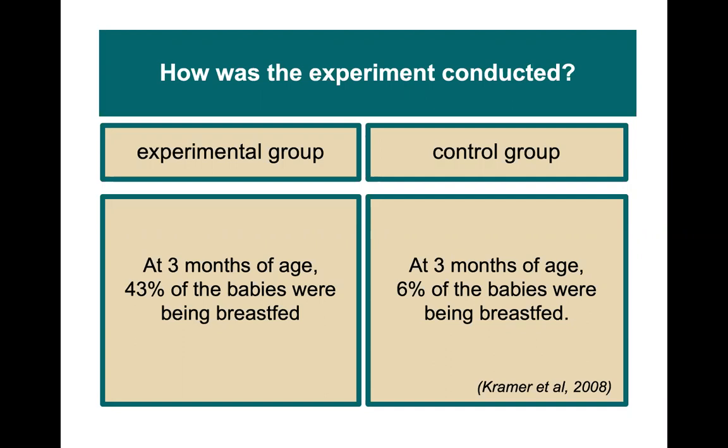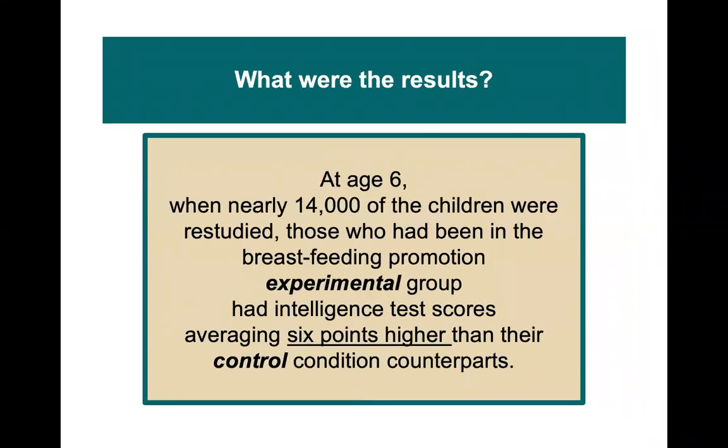Well, what were the results? At age 6, when nearly 14,000, this was a pretty large study, 14,000 of the children were restudied, those who had been in the breastfeeding promotion experimental group had intelligence test scores averaging 6 points higher than their control condition counterparts. And this was a significant difference between the experimental and control group. So that would be how an experiment could and has been done.